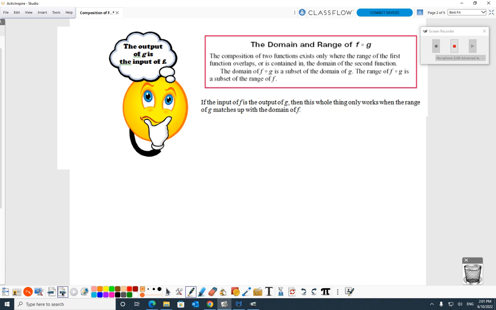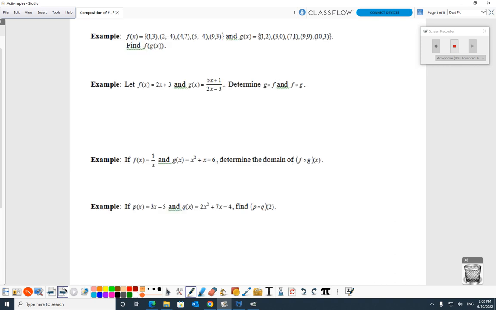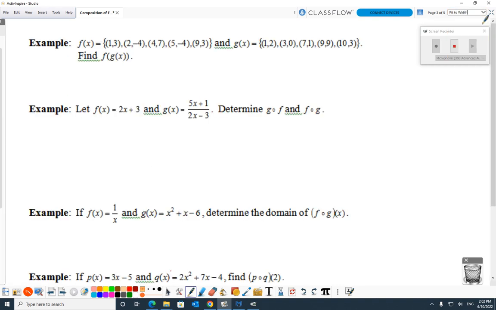So, in words, if the input of f is the output of g, then the whole thing only works when the range of g matches up with the domain of f. And I'll do some examples to show off that. I'm going to blow this up a little bit because I can't see too well, and I'll just scroll down as we go. Here's the examples.